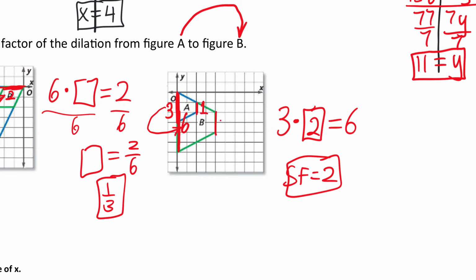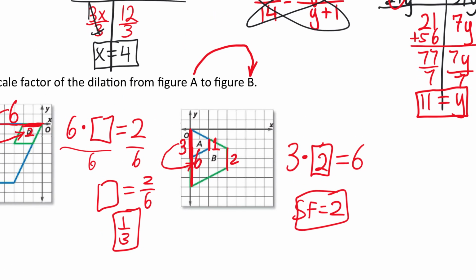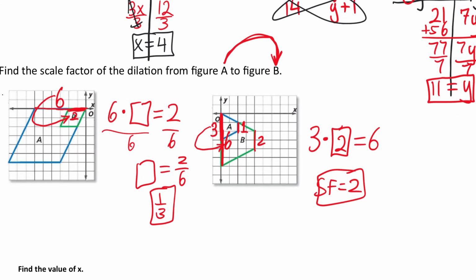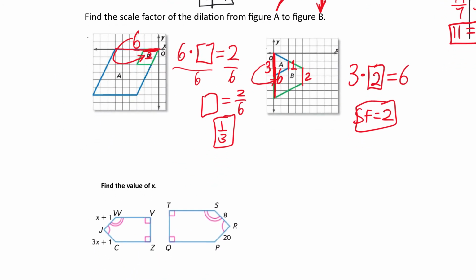This side's 1, this side's 2, and it's new over old. That's what my teacher told me. He's saying 2 over 1, times 3 gets you 6. So 3 times 2 equals 6, and the answer would be 2. And the important thing is you've got to think about what it says. It's going from A to B. Because if it was from B to A, then you're right, it would be 1/2. But since it's going from A to B, from 3 to 6, it's multiplied by 2. SF is scale factor.